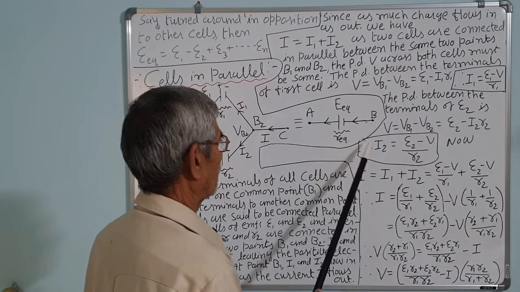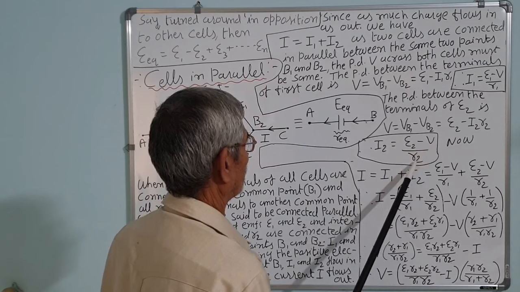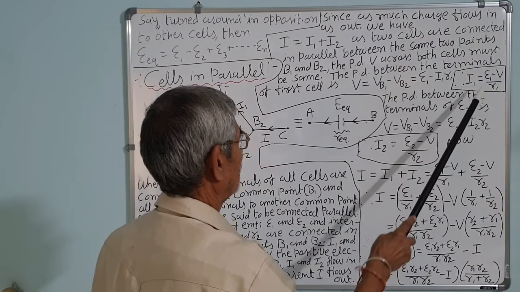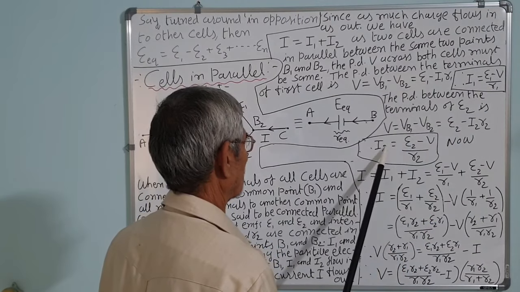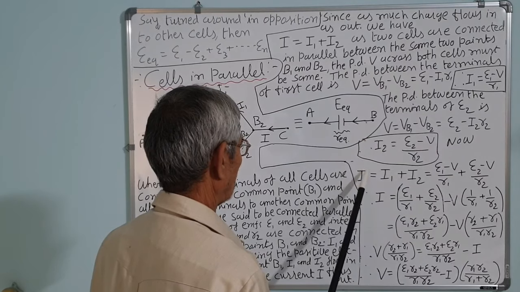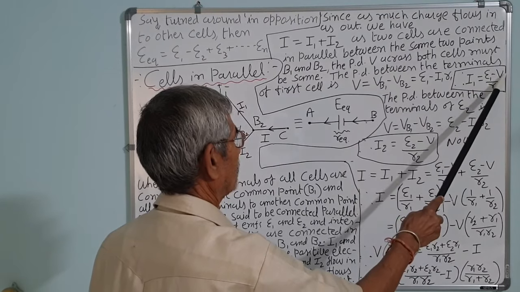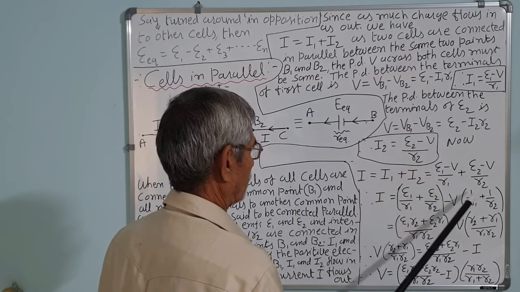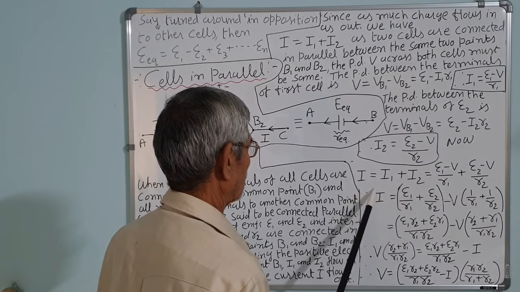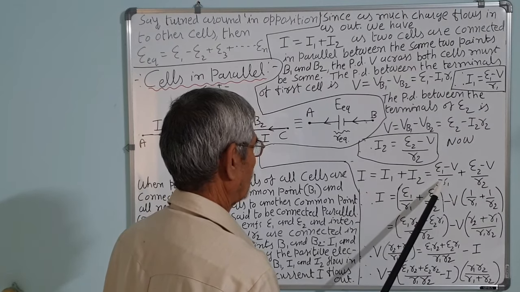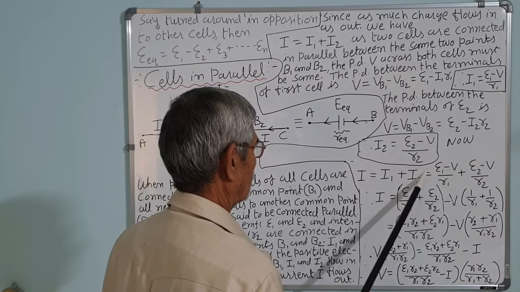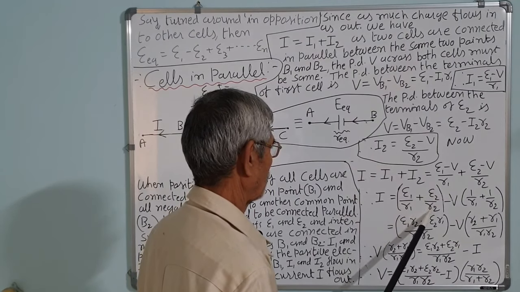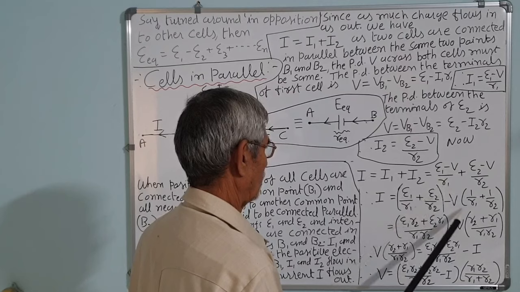Now, I2 is equal to (E2 - V) upon R2. And from the earlier equation, I1 is equal to (E1 - V) upon R1. Consider these two equations. The total current I is I1 plus I2, where I1 = (E1 - V)/R1 and I2 = (E2 - V)/R2. Simplify it. Therefore, I = E1/R1 + E2/R2 - V (1/R1 + 1/R2).